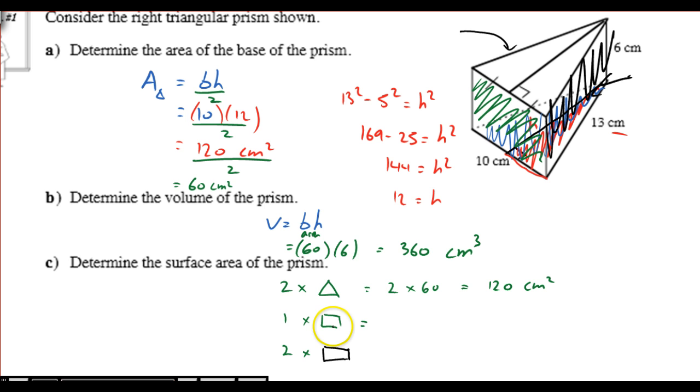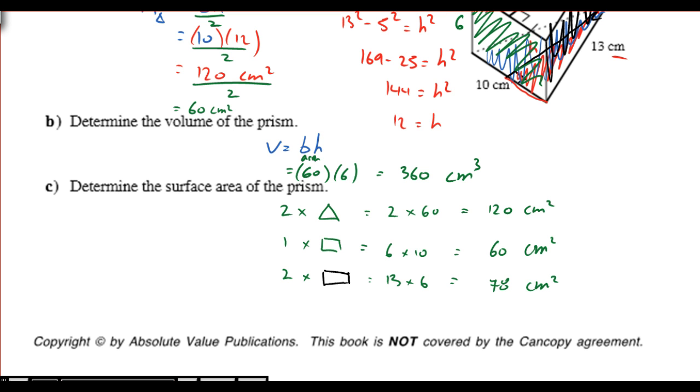This rectangle here, the one in green, well, this is going to be 6. The height is the same all around. It's just going to be base times the height, which is 6 times 10, which again is 60 centimeters squared. And then the bigger rectangle is base times the height as well, except the base is 13 times the height of 6, and we get 78 centimeters squared. Okay, once we add all that together, what is 180? 258. So the final number is 258 centimeters squared.